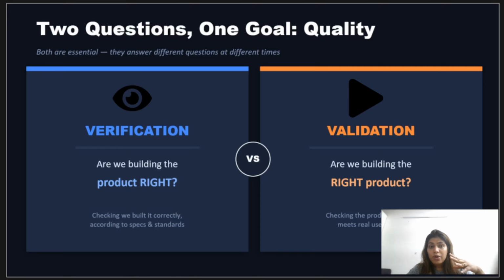You can also compare verification and validation with an example of cooking. Verification says, did you follow the recipe correctly? And validation would check if the dish actually tastes good to the person eating it. Both are needed. Verification without validation could be a perfectly built wrong product. And validation without verification could be chaos: no standards, expensive, late stage surprises. Quality requires both verification and validation for a successful product.